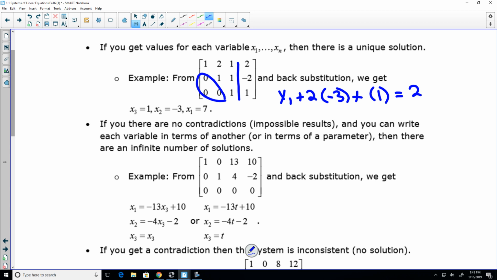We could solve this for x1. So that's negative 6, and negative 6 plus 1 is negative 5. Add 5 to 2, you get 7. So that's why x1 is equal to 7. That's how they got that. So we got a value for each variable. That's a unique solution. We can't get any other solutions. This is a one-solution problem.